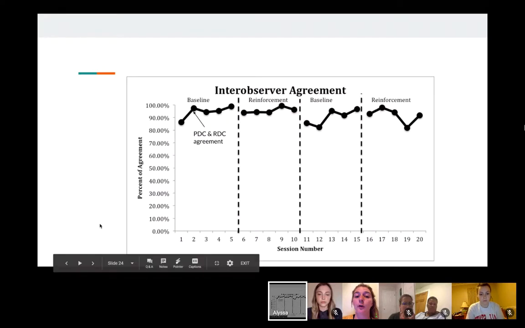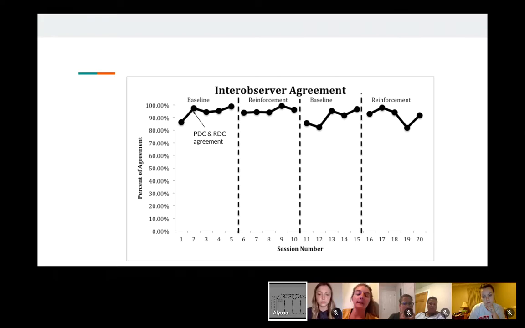This is a graph of our IOA data. What we did is find the percentage and we graphed it, so it was a nice visual, and you can see how reliable it was. Although we never met 100% reliability, we were always above 80%, and some phases were higher than others.